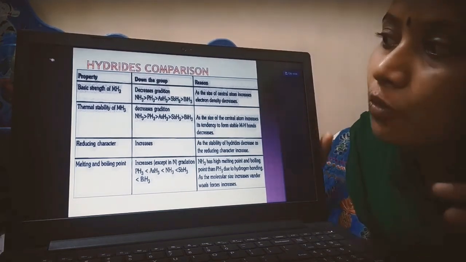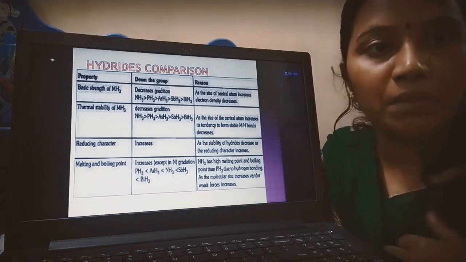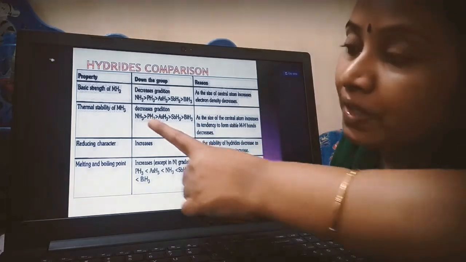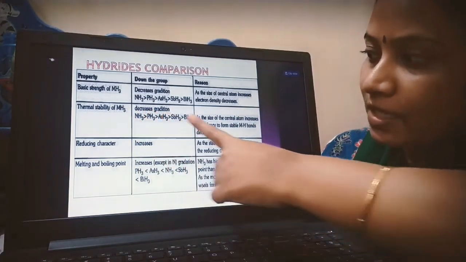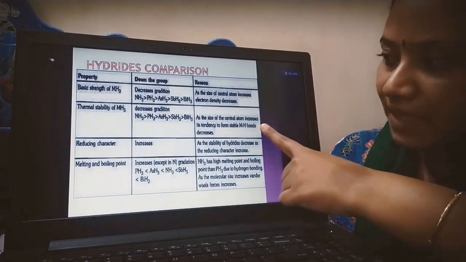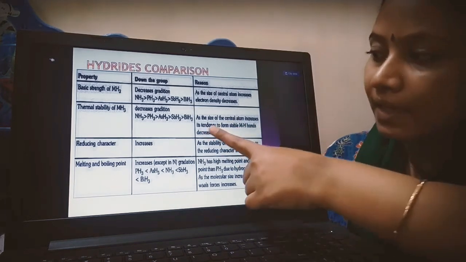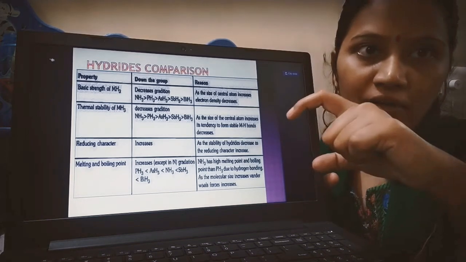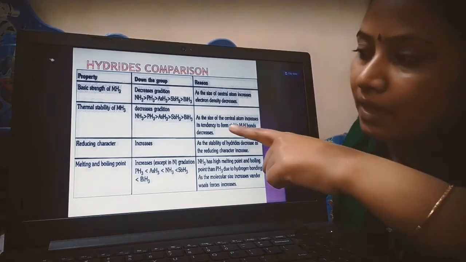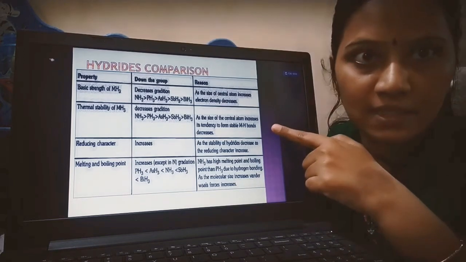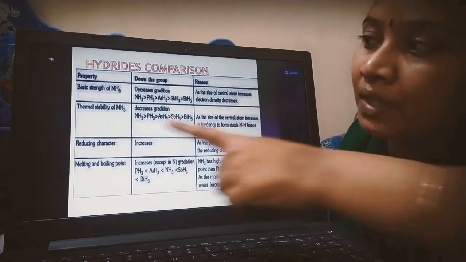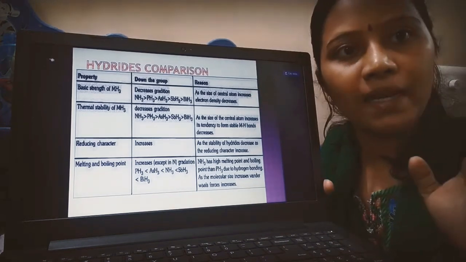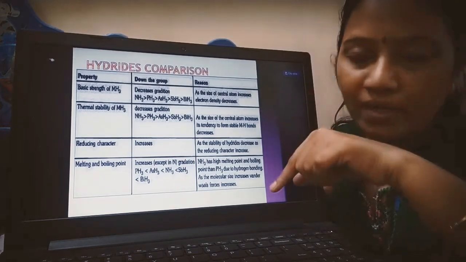Done. Now moving to the second property, what happens to the thermal stability? When you heat it, what happens to their thermal stability? Thermal stability also decreases. Why? Because your central atom size increases. As a result, the tendency to form stable bonds between nitrogen and hydrogen, that is M to H, also decreases. In both these cases, the size of the central atom increases. That's the reason why the trend decreases.